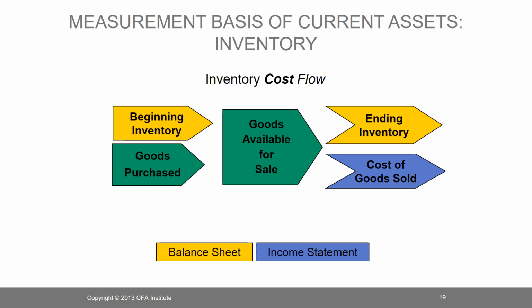During the period, the company purchases goods which are added to its beginning inventory. Beginning inventory plus purchases equals goods available for sale. As the goods are sold and revenues are recognized, the cost of goods sold will be removed from inventory and recorded as an expense. Any items not sold during the period remain in ending inventory.